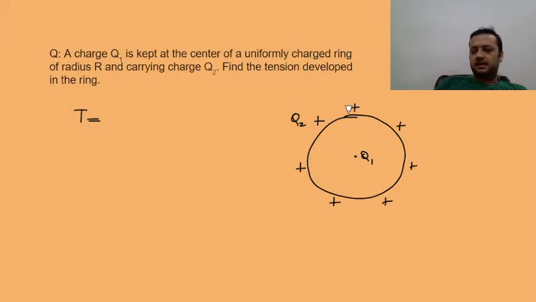So what does this mean? Consider this dq charge. What will be the force on this dq because of capital Q1? I'll write this as dF. That will be k q1 dq divided by r square, where r is the radius of the ring. The same force will be experienced by every such dq.